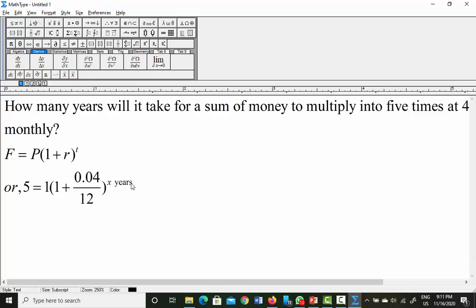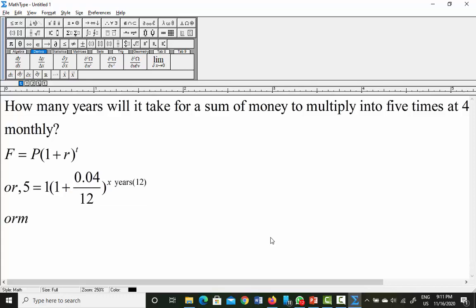We already know that in a year we have 12 periods, 12 months. In 1 year we have 12 months. In 2 years we will have 2 multiplied by 12, that is 24 months. In 3 years we will have 3 multiplied by 12, 36 months. So in X years we will have what? X multiplied by 12, that is 12x months.